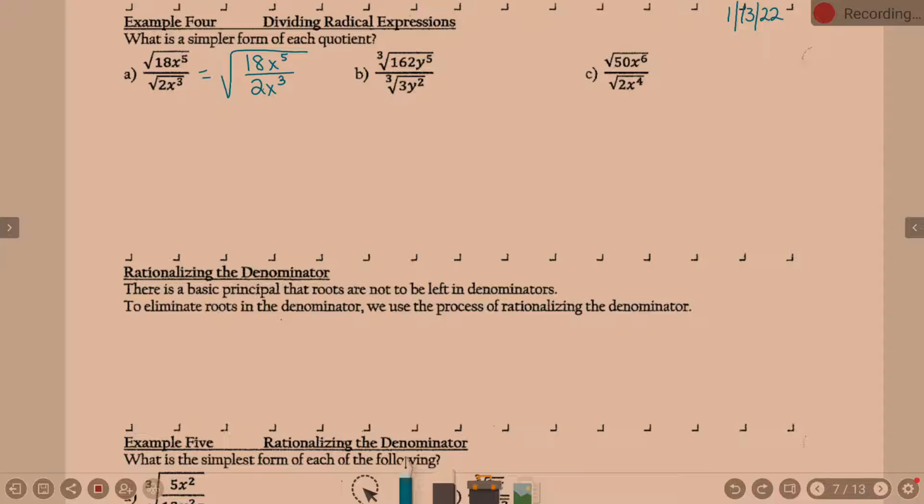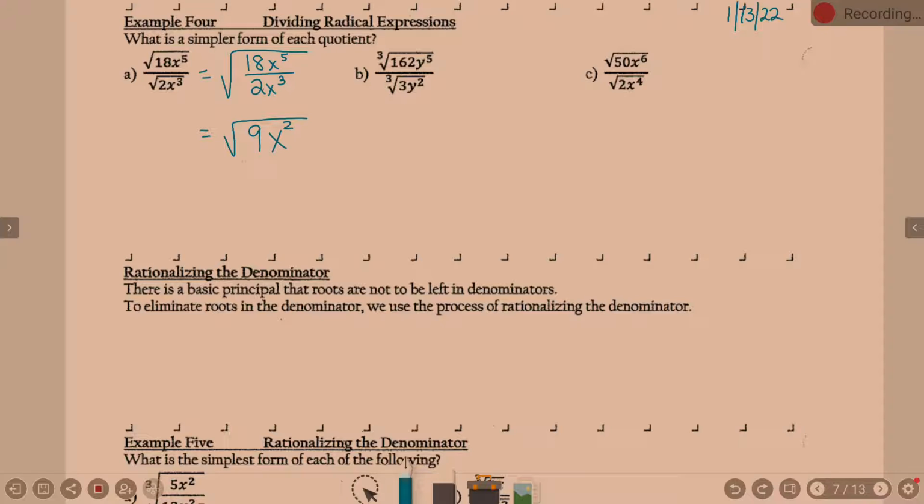Now, you guys said it divides. So what is this when it simplifies? What is 18 divided by 2? 9. Oh, that's nice. What is x to the fifth divided by x to the third? X to the second, because when you are dividing and the bases are the same, you subtract the exponents. So 5 minus 3 is going to be x to the second. That just got a lot nicer, didn't it?